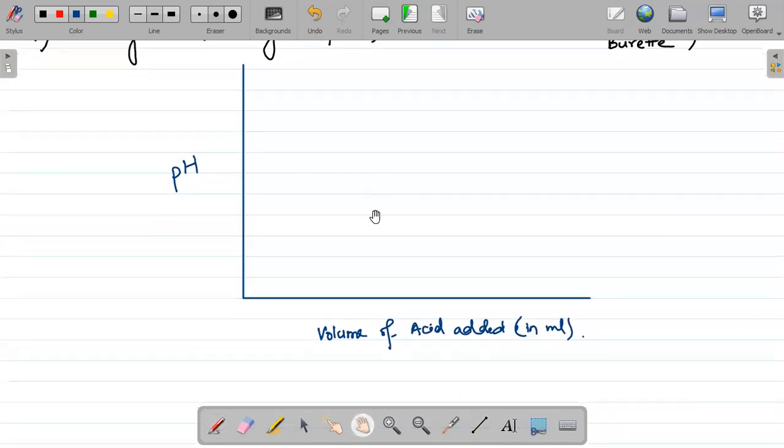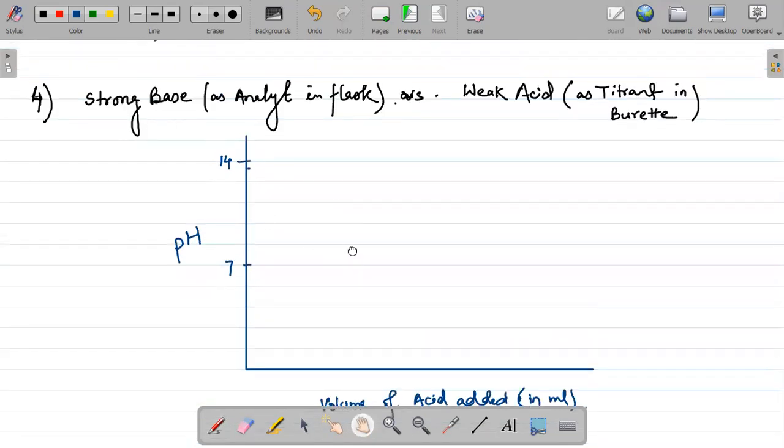The curve is going to look like it will start somewhere close to 14, pertaining to the strong base in the flask.